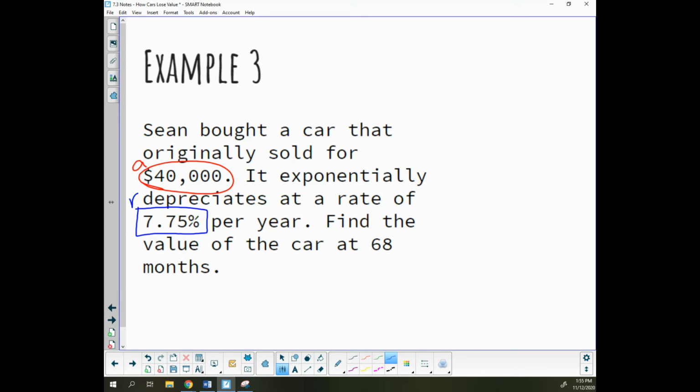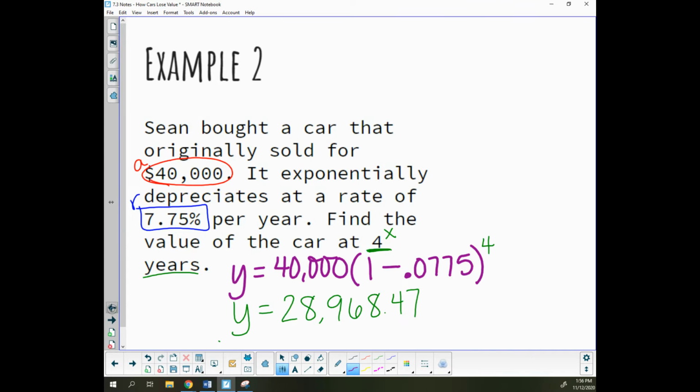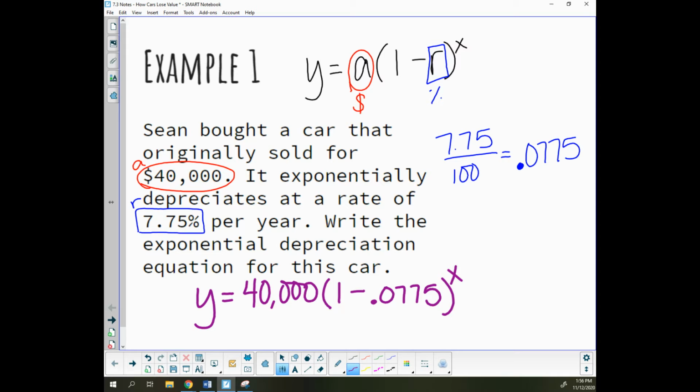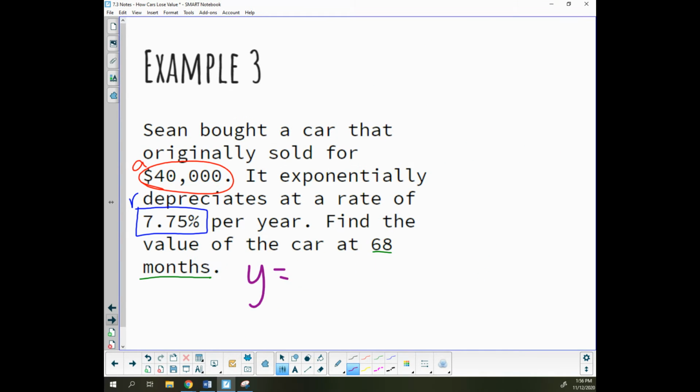Now on this example, it asks us to find the value of the car, that'll be the Y value, at 68 months. So this one's going to be very similar to example 2 with a slight twist. What we are going to do is copy that original equation that we wrote back from example 1, right here. The 40,000 times the quantity 1 minus that rate, 0.0775.